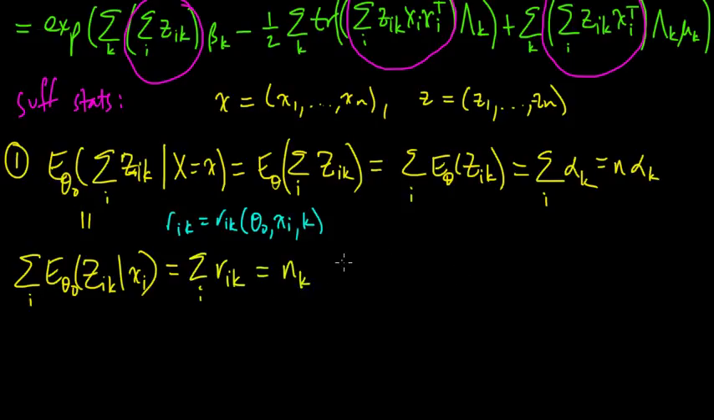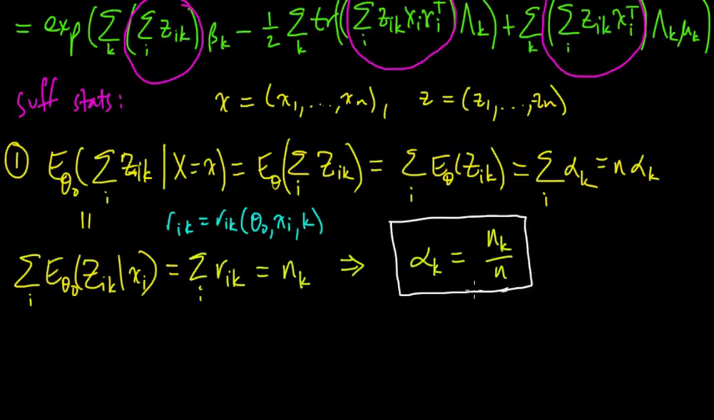All right, so now we can solve this for part of theta, at least. We don't get all of theta yet, but we get part of theta. We get alpha k. Alpha k, remember, is part of theta. And so alpha k equals nk divided by n. And our first step is complete. Okay, so that was nice.